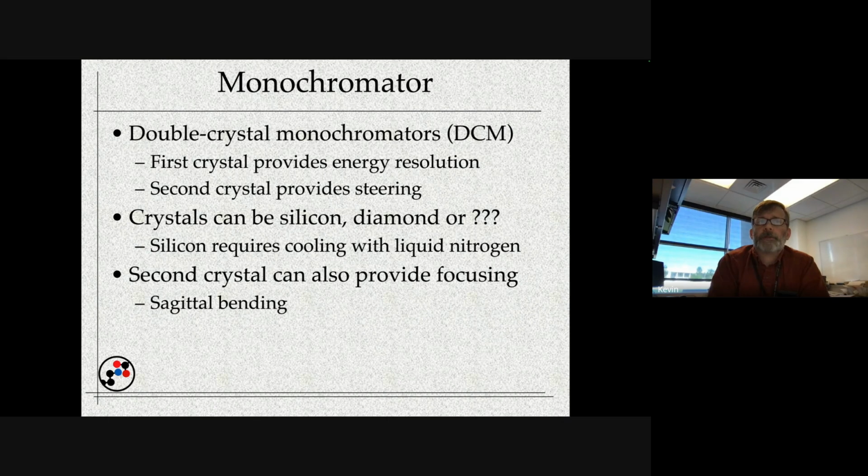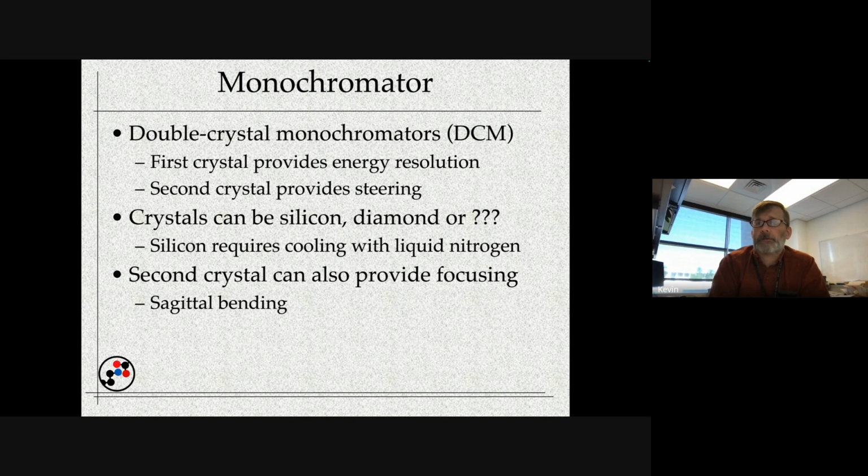So the first crystal in this monochromator will provide energy resolution, and the second crystal will provide some amount of limited steering, but will reflect the beam back down the beam line. Typically these crystals, for most applications, are silicon. They could be diamond or even something else. Silicon crystals will require cooling with liquid nitrogen.